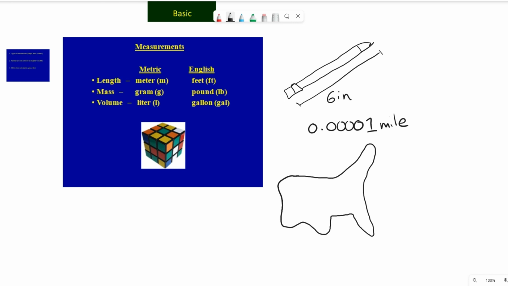And let's say you're looking at Pennsylvania and the state of Florida, and you want to measure the distance between them. Well, if you were going to measure that in inches, you might end up with something like 236,000,000 inches. So 236 million inches to get from Pennsylvania to Florida.